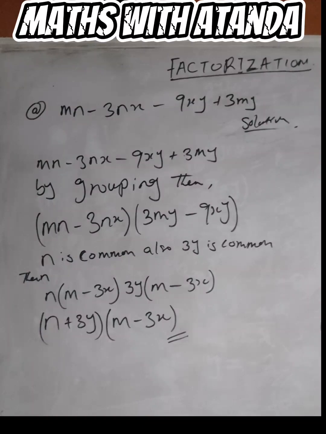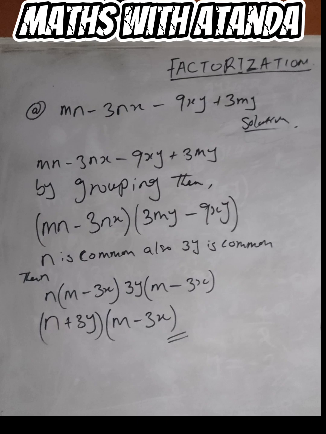I also come with a problem under factorization. We are asked to factorize mn minus 3nx minus 9xy plus 3my. Solution: we are solving this by grouping. By grouping, it means that we are going to introduce a bracket, but it's just normal brackets, right?